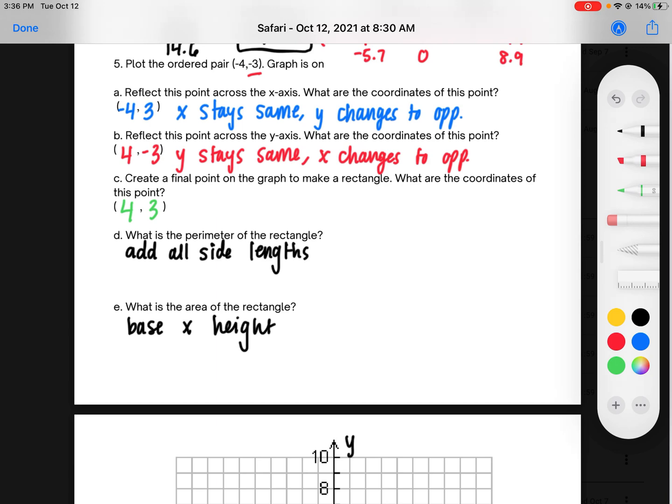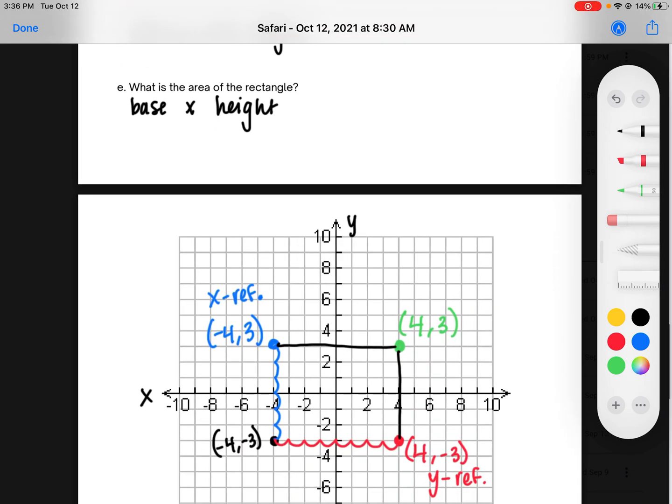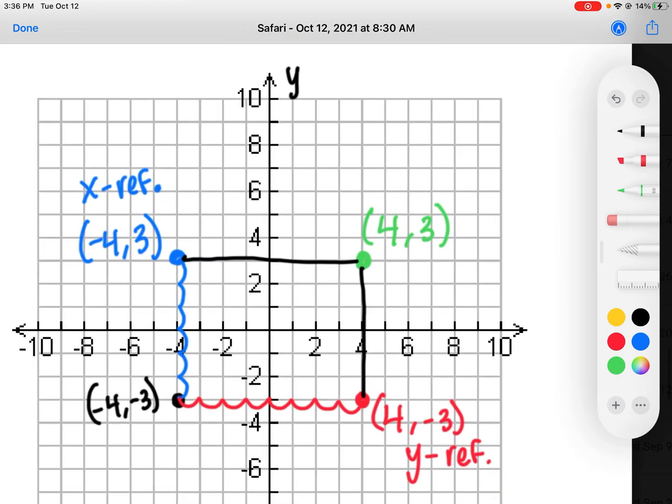All right, so first we need to find the side lengths before we add them all. So how can we do that? All you have to do is simply count. So I'm gonna go 1, 2, 3, 4, 5, 6, 7, 8. That side's 8, which means the bottom one as well. 1, 2, 3, 4, 5, 6. This one's 6, which means this one is as well.